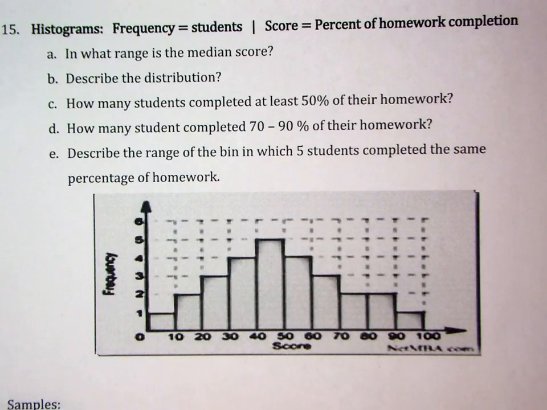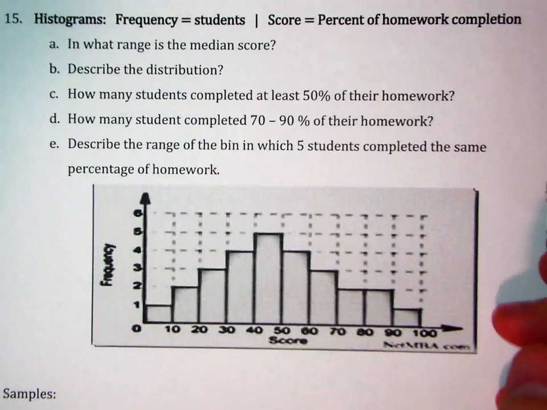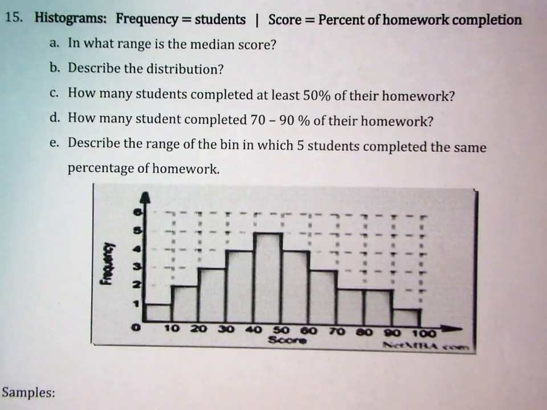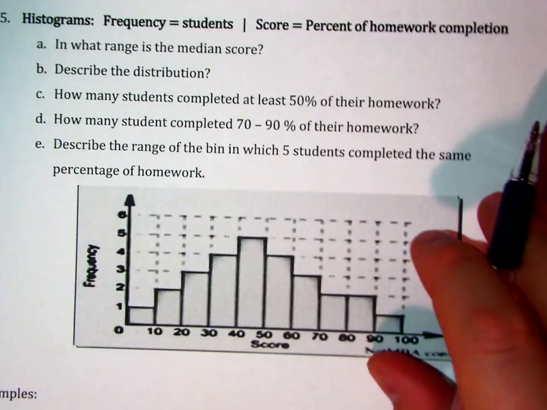Problem number 15. This is now dealing with histograms in which the frequency is relating to the number of students. The score is the percent of homework completion. In what range is the median score? Well, in order to determine the median score, I need to find the center of my data. There's a couple of different ways to do this.